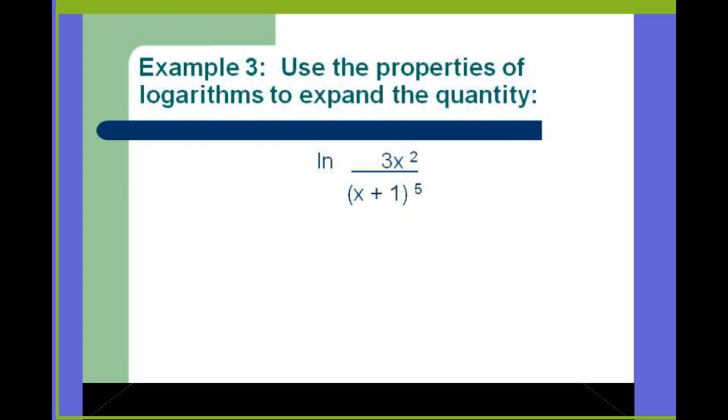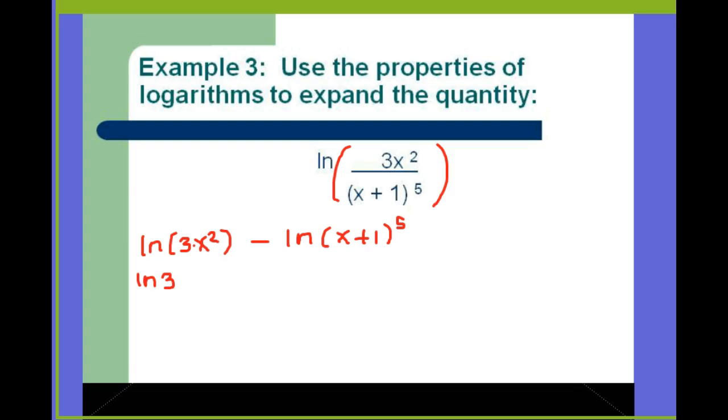We can also use properties of logs to expand a quantity. So division inside those parentheses turns to subtraction. Something raised to a power can become the coefficient out in front. And multiplication inside a natural log turns to addition.